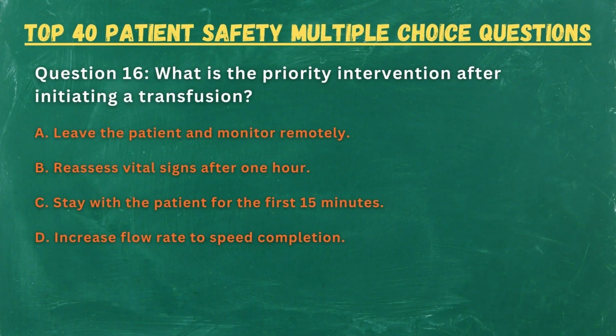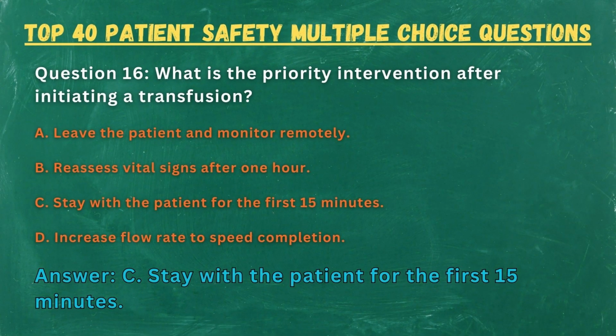Question 16. What is the priority intervention after initiating a transfusion? A. Leave the patient and monitor remotely. B. Reassess vital signs after 1 hour. C. Stay with the patient for the first 15 minutes. D. Increase flow rate to speed completion. Answer: C. Stay with the patient for the first 15 minutes.